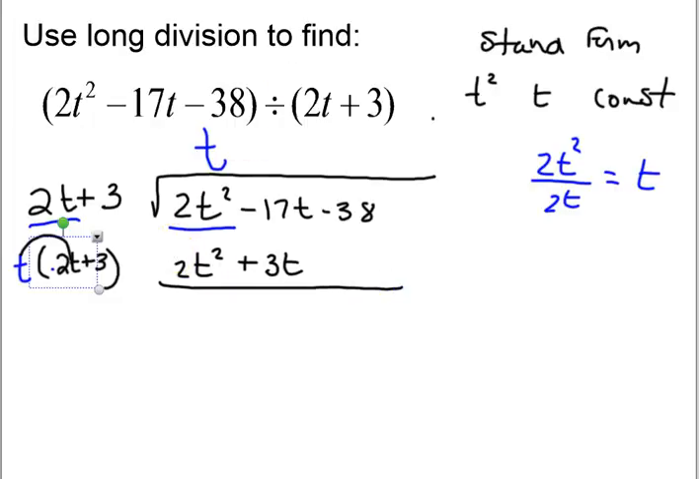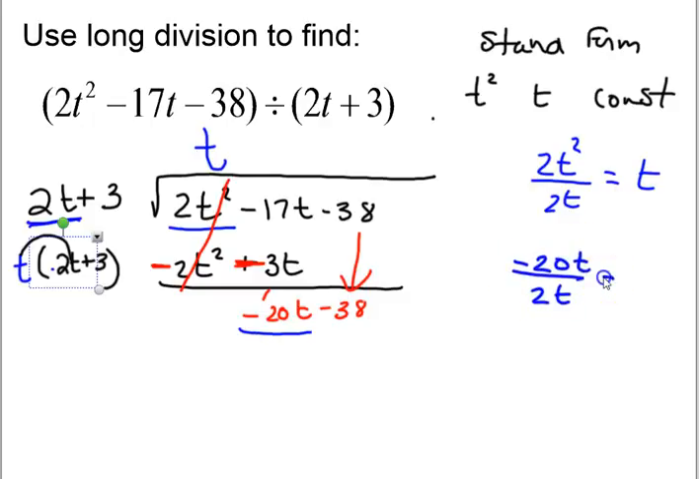And I subtract. When I subtract, I change all my signs. This becomes a negative, and this becomes a negative. So when I combine these two rows by combining like terms, that goes to 0, and negative 17t minus 3t is a negative 20t minus 38. Drop that down. So next step, how many times does 2t go into minus 20t? So minus 20t divided by 2t gives me negative 10. So negative 10 gets written up here.